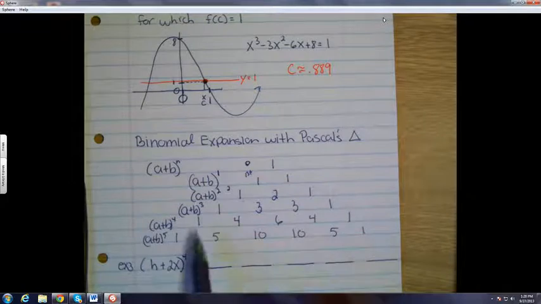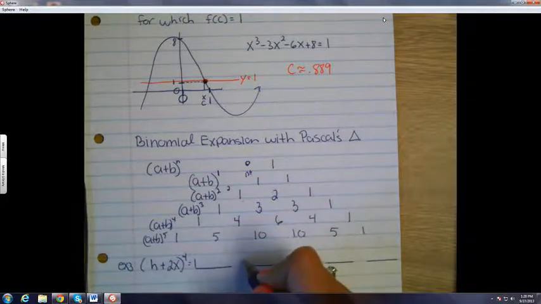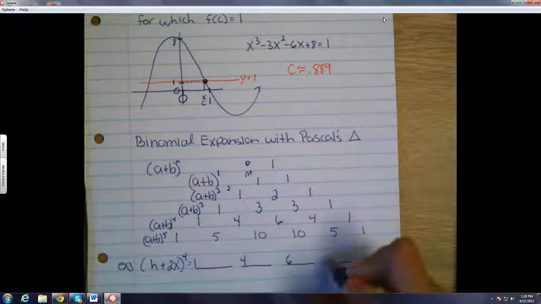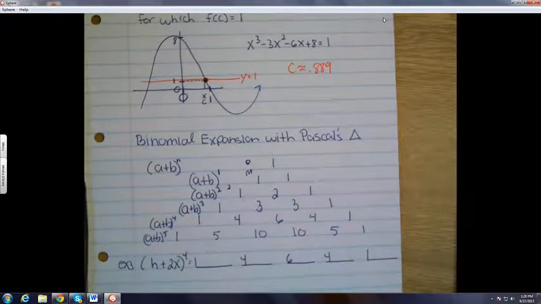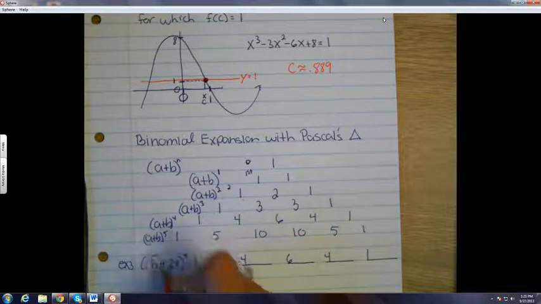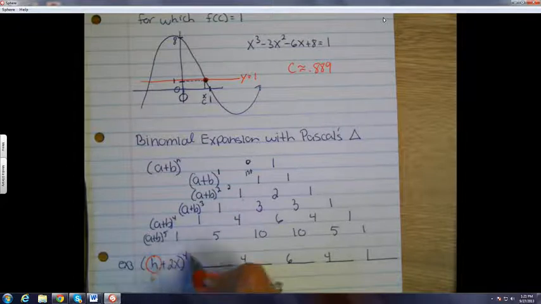These are the multipliers on each of the terms. So 1, 4, 6, 4, 1. So we went right across that row. Those are my multipliers. And now what you do is you take this first term here, this h, that's my a term, and whatever power it is, that's what you start with at the beginning. So this will be h to the fourth.